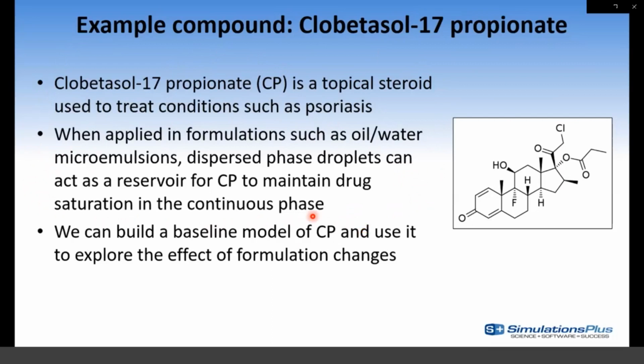So as a basic workflow, first we will build a baseline model of clobetasol propionate in the skin and its absorption from a specific microemulsion product. Once we validated this model, we can use it to predict and explore the effects of formulation changes on the absorption of clobetasol and concentrations within the skin.